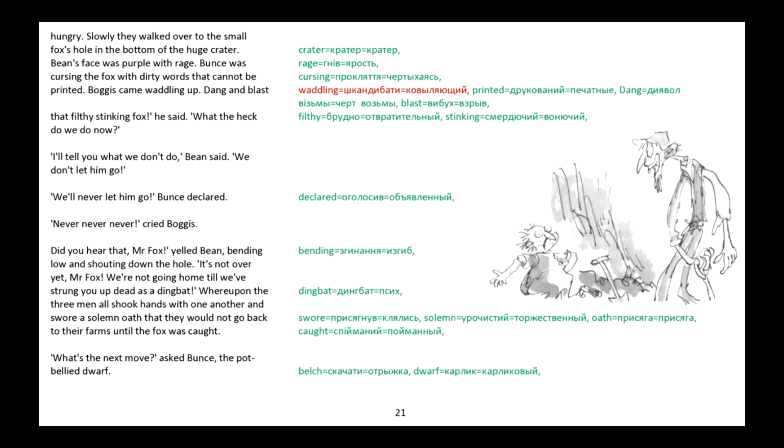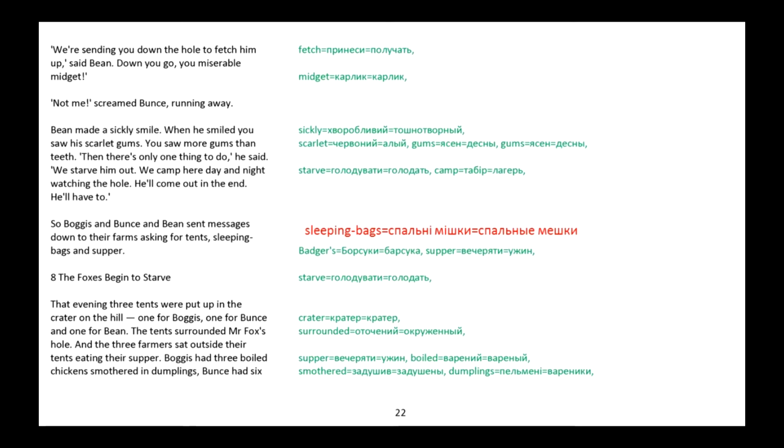"What's the next move?" asked Bunce, the pot-bellied dwarf. "We're sending you down the hole to fetch him up," said Bean. "Down you go, you miserable midget." "Not me," screamed Bunce, running away.